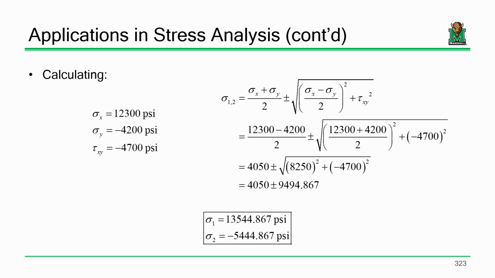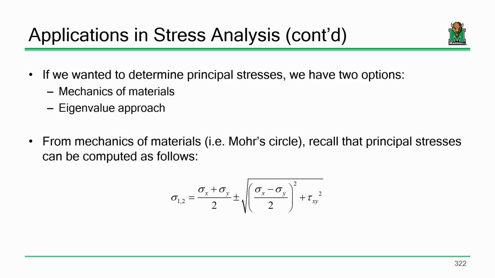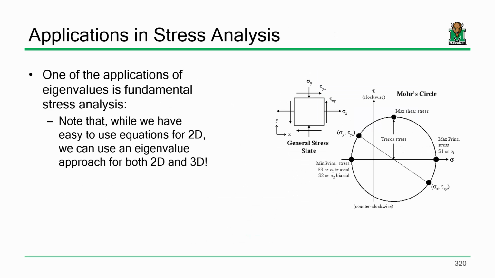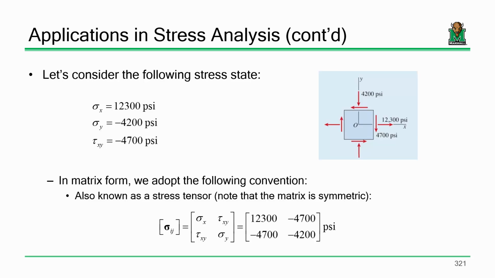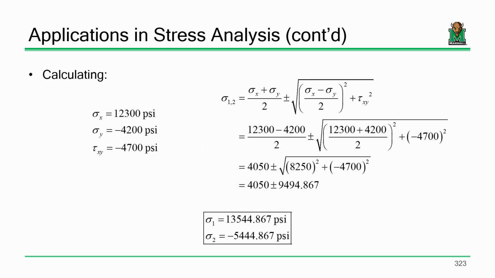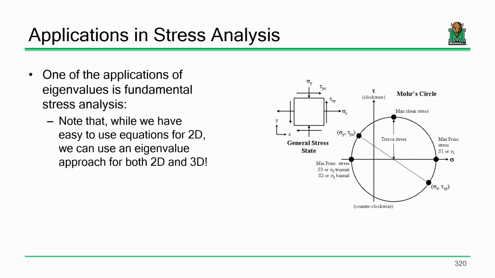So let's just plug and chug. Here are my stresses: the average plus or minus the radius. Do all the math, and I get sigma 1 is this and sigma 2 is that. In other words, on my Mohr circle, sigma 1 is about 13,544 psi. Sigma 2 is negative 5,444. So sigma 2 is over here, sigma 1 is over there. Make sense?